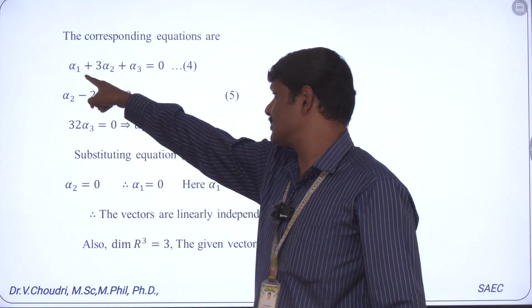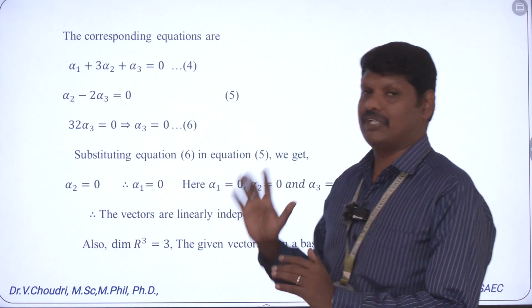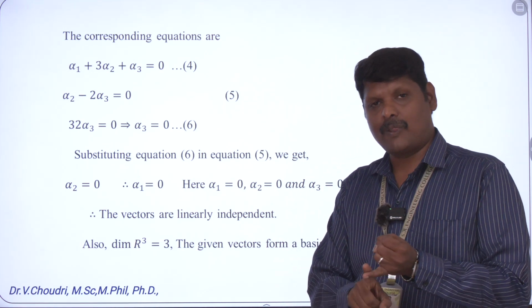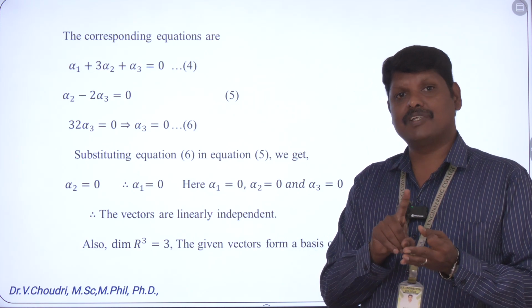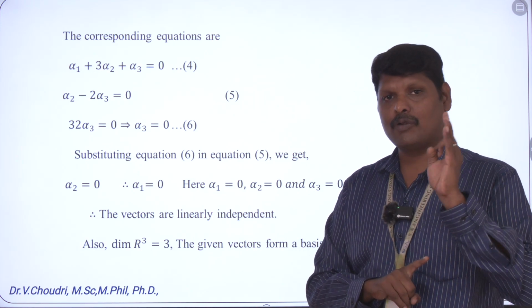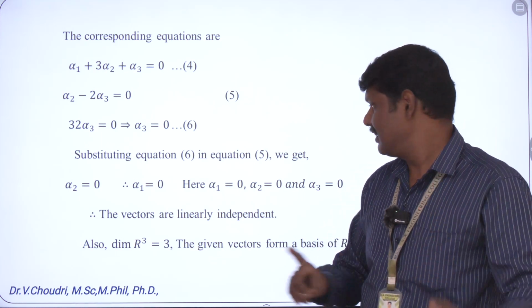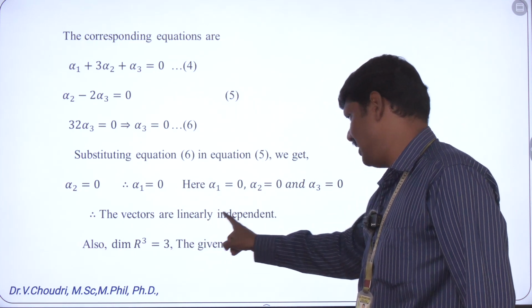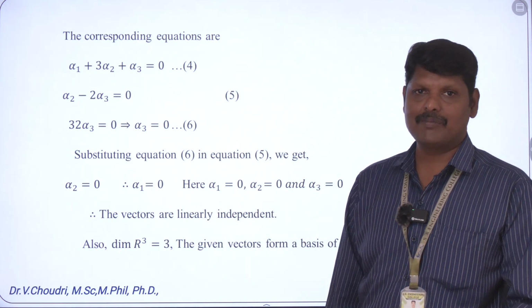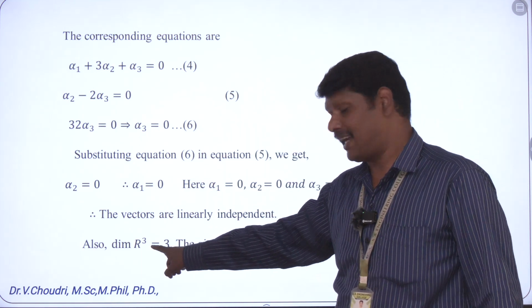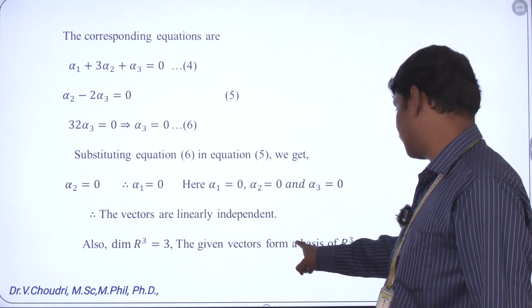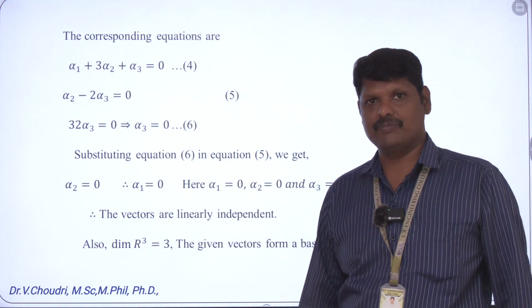Substitute in this case, what is the case? Alpha 1 equal to 0. Okay, so here alpha 1 equal to 0, alpha 2 equal to 0, alpha 3 equal to 0. Totally how many scalars have we taken? 3. All the 3 equal to 0. So the vectors are called linearly independent. What is the dimension? It consists of 3 vectors. Dimension of R cube equal to 3. The given vectors form a basis of R cube.